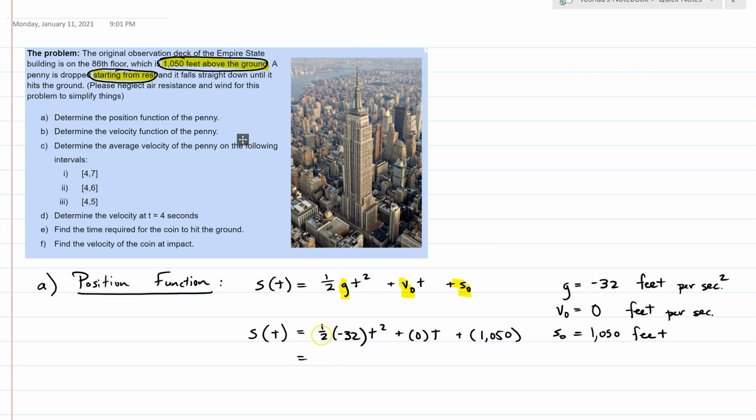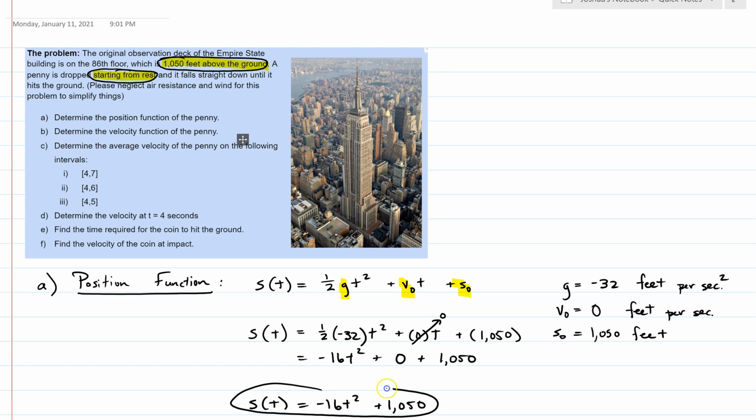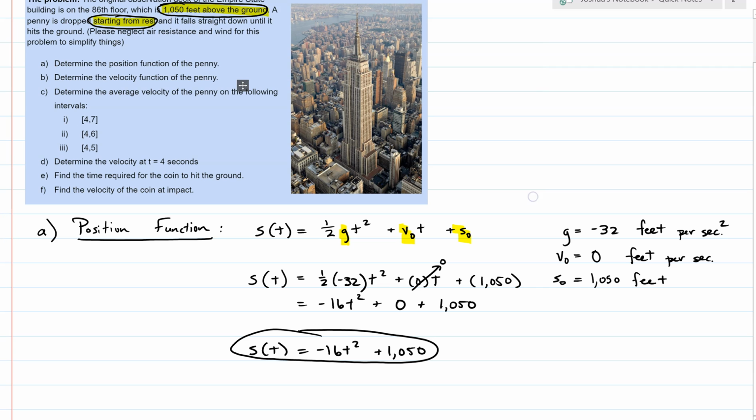And let's simplify things. 1/2 of -32 is -16. So it's -16 t squared plus 0 times t is still 0. And then 0 plus 1,050, that is still 1,050. All right.